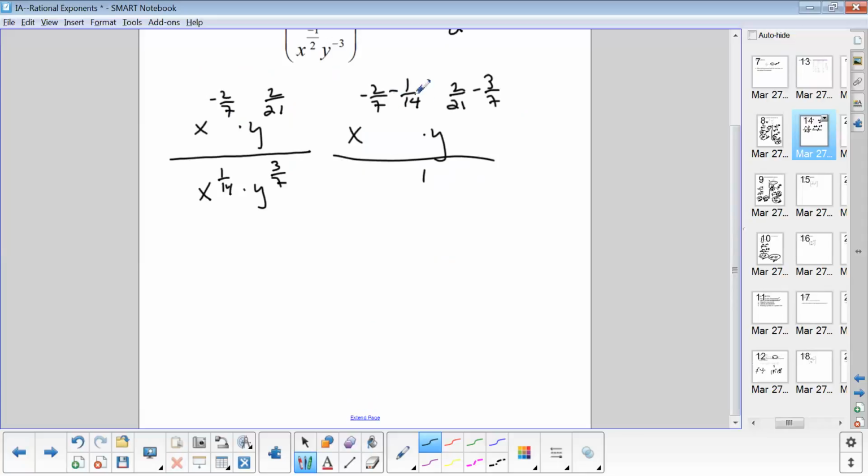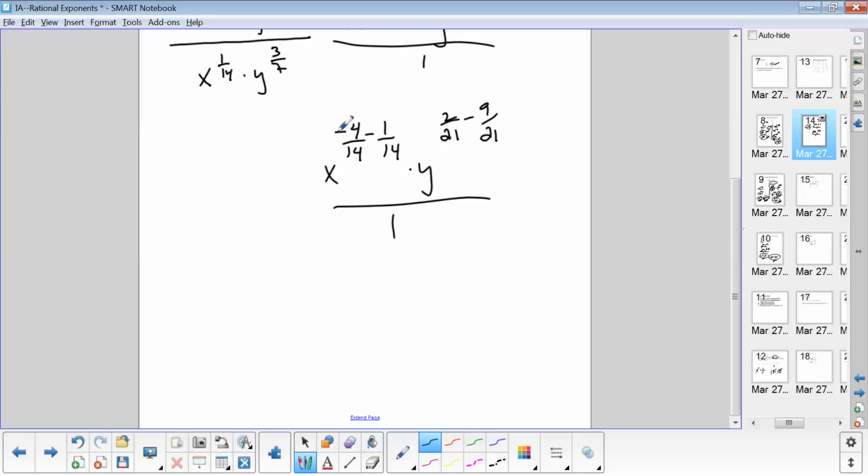And if I keep going, I need a common denominator. We'll say 14ths, so negative 4/14 minus 1/14. That's all to the x power. And y would be 21sts, so it would be 2/21 minus 9/21. 9/21, same as 3/7. So we look at simplifying. So I get x to the negative 5/14 times y to the negative 7/21.